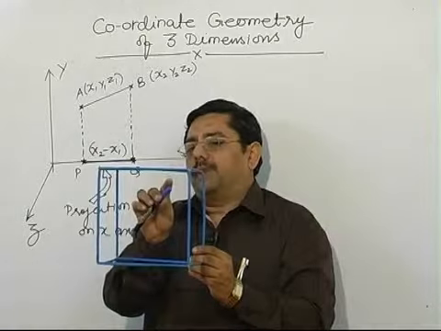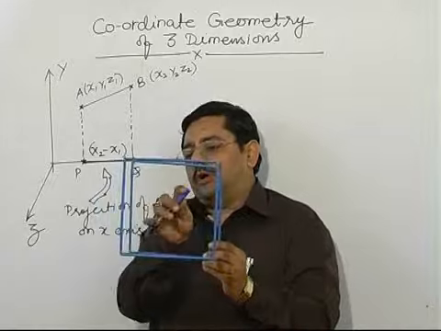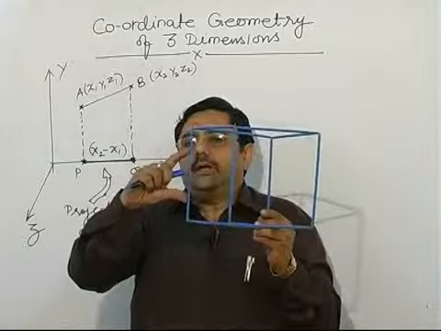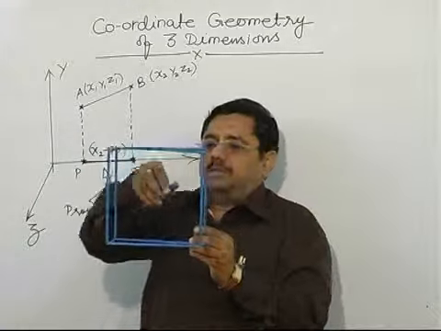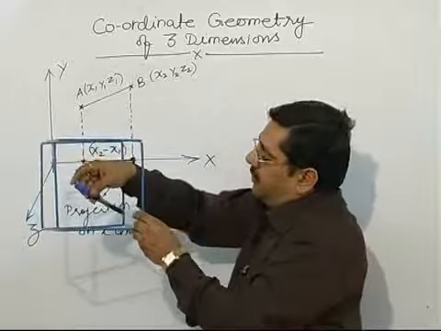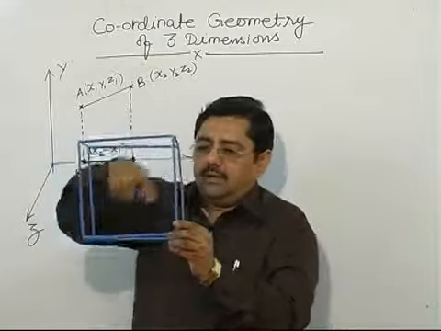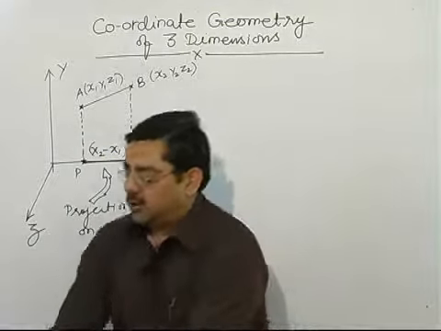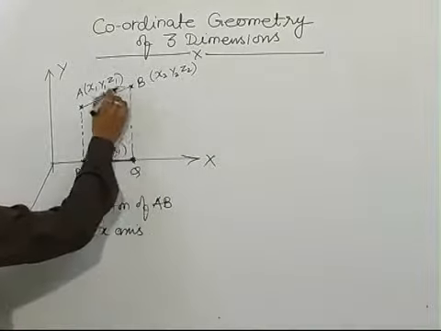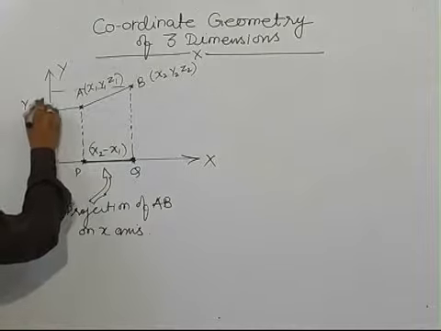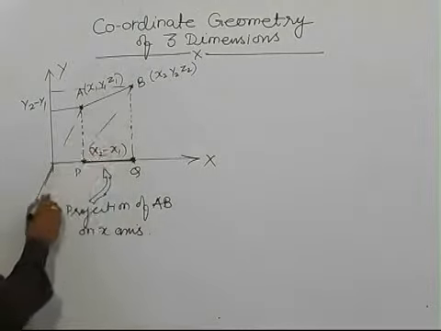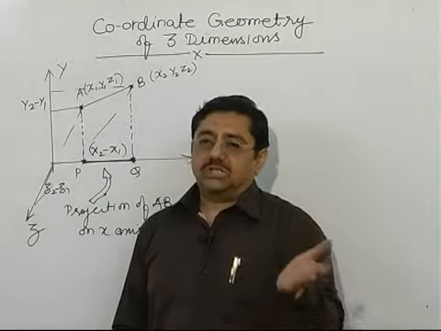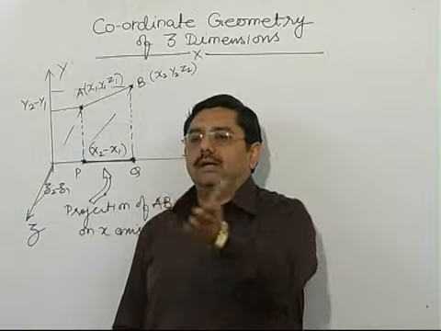Similarly, if you drop the perpendicular from this point on y-axis, from this point on y-axis, then this segment is called projection of AB on y-axis. Similarly, if you drop the perpendicular from this point on z-axis, from this point on z-axis, then this segment is called projection. So projection on y-axis is y2 minus y1, projection on z-axis it is z2 minus z1. These are called projections of any segment AB on x, y and z.